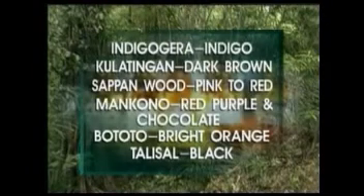Plants that yield dyes are grown as farm and plantation crops. The Indigofera species is the source of indigo. Kulatingan is the source of a dark brown dye. The dye from sapan wood is pink to red. From angkono, red, purple, and chocolate. From bototo, it is bright orange. And from talisal, black.